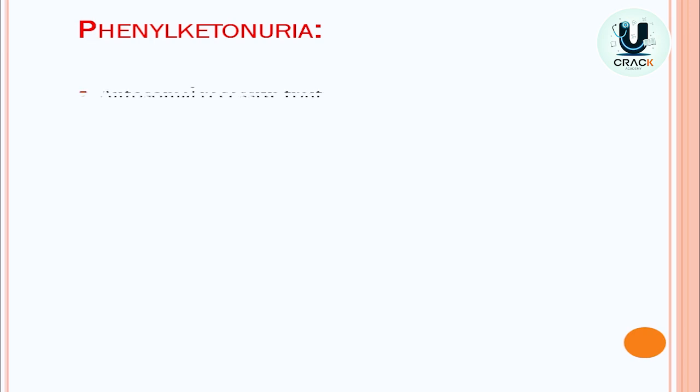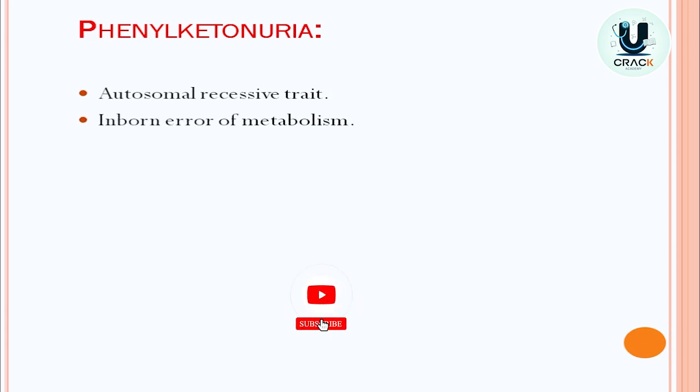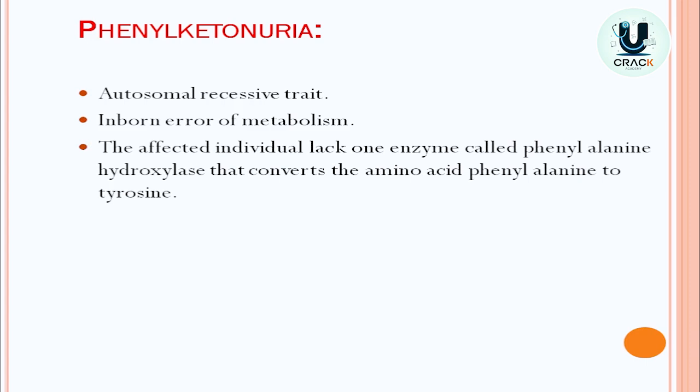Phenylketonuria, an autosomal recessive trait, an inborn error of metabolism. It is caused by a defect in phenylalanine hydroxylase, which converts the amino acid phenylalanine to tyrosine. This you have to memorize, no other option.